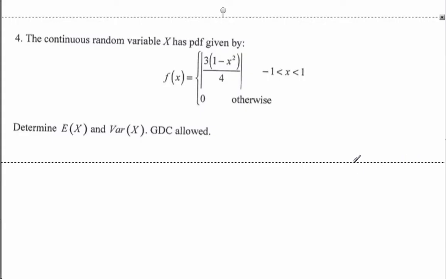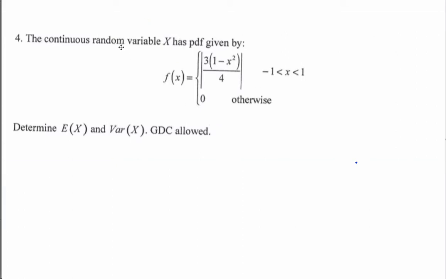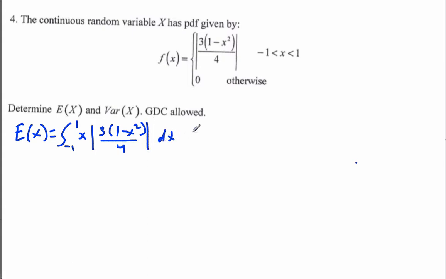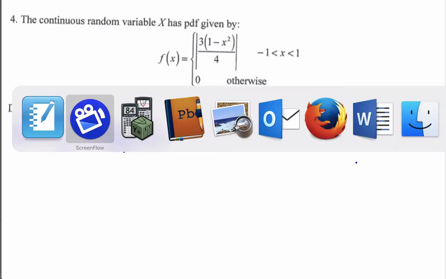In the next example, we got another continuous probability distribution function, and you got to find the expected value and the variance. Okay, so the expected value, these formulas are in your booklet. The expected value is the integral from -1 to 1 of x times the absolute value of 3 times 1 minus x squared over 4. Okay, and let's use our GDC for that.